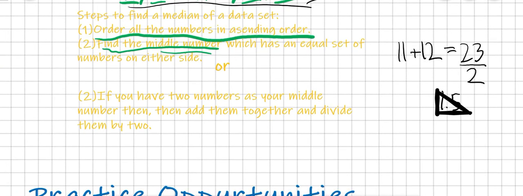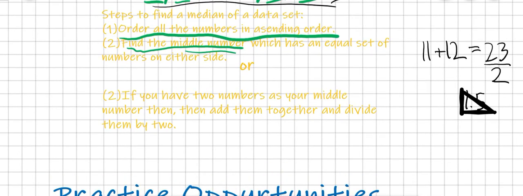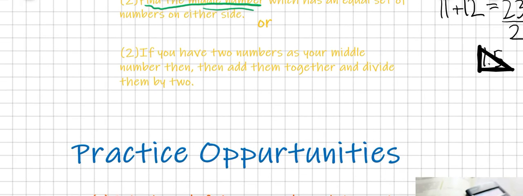So hopefully you understood that, but now it's time for us to get on with some practice opportunities. These are opportunities for us to get better and better at maths and practice what we have just learned.